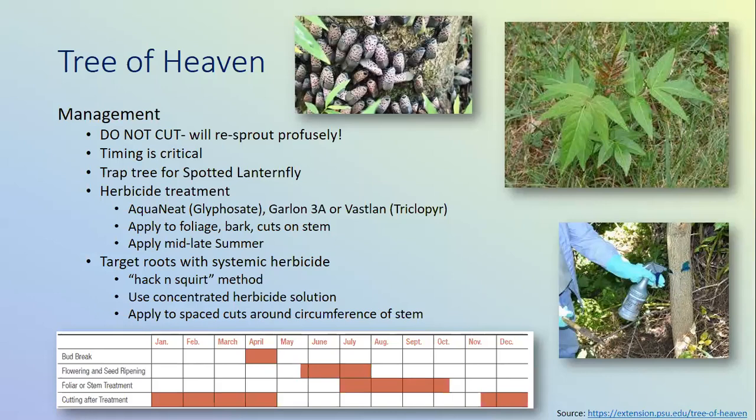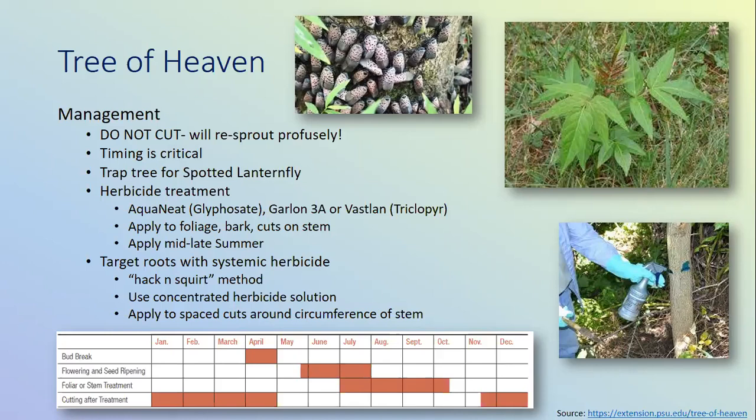Under the herbicide treatment, you'll see that there's a product called Aquaneat, which is a type of glyphosate. And there are also other products called Garlon 3A or Vastlan, which is a type of triclopyr. I'm just going to leave them on this slide for now. In the future, as we continue, I'm just going to indicate glyphosate or triclopyr because there are many brands of those, but those are the chemical names. And glyphosate you may be familiar with. It's also the active ingredient in Roundup.